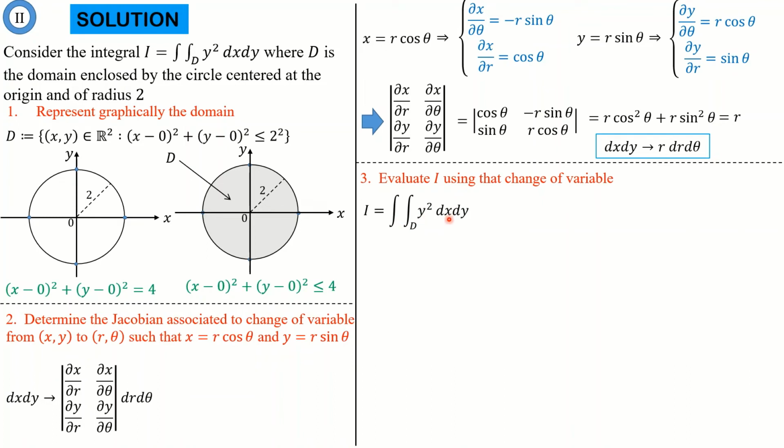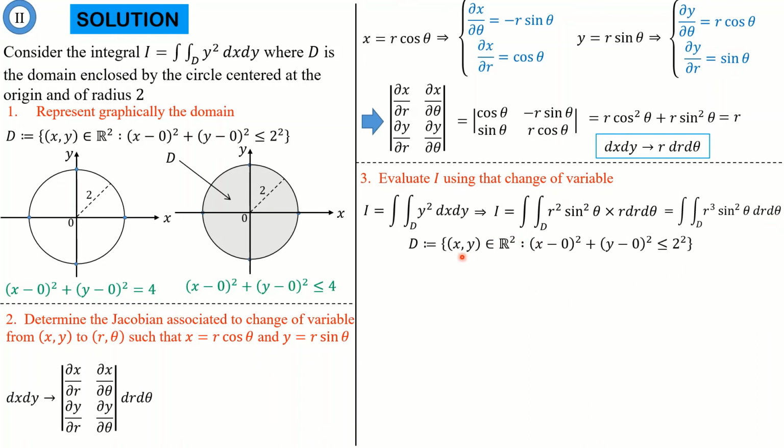Alright, thirdly, evaluate I using that change of variable. So my I is this integral. I begin, my D is the domain that we have. Now my y is what? r sine theta, that is y. My dx dy is r dr d theta. So I begin by changing them. So I have the integral in this domain. My y squared becomes r squared sine squared theta, which is this, times my dx dy becomes r dr d theta, since you have gotten the Jacobian associated with x and y. Alright, so from here we can write r squared times r is r cubed. So we have the integral in this domain of r cubed sine squared theta dr d theta.